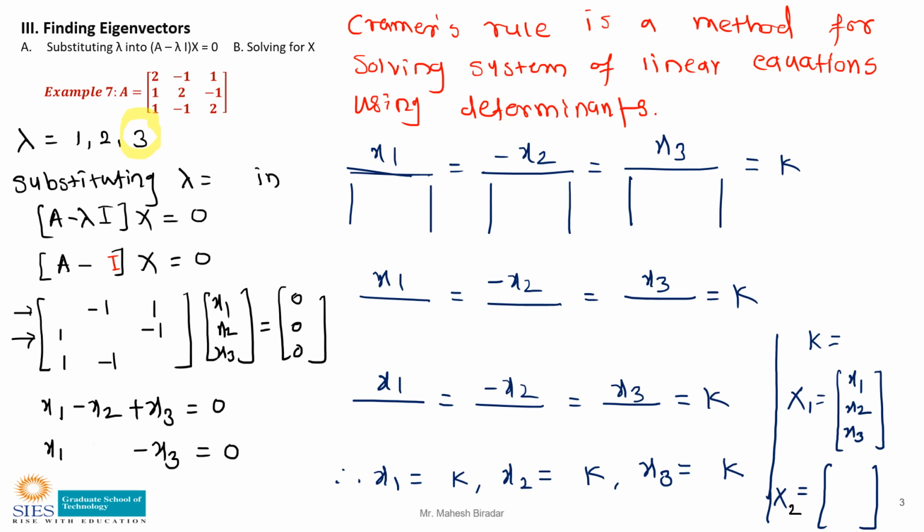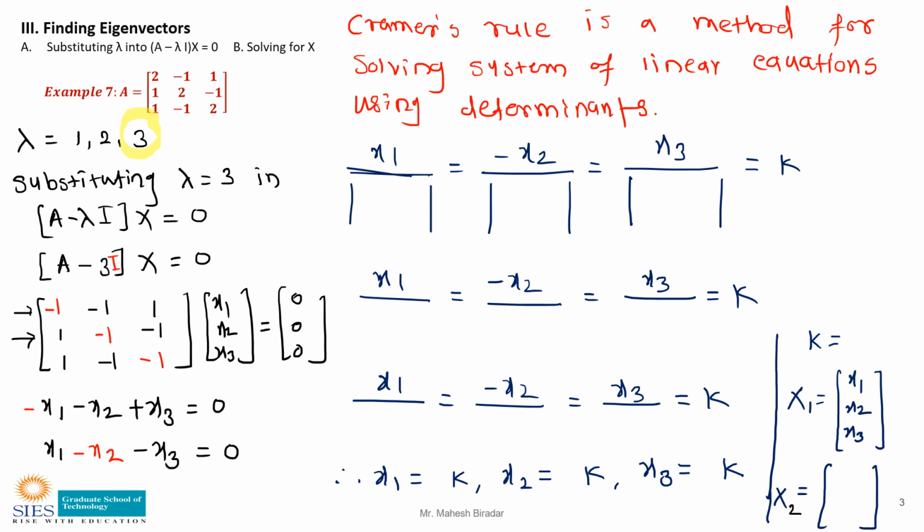Lambda is equal to now 3. So A minus 3I. So you need to subtract 3 from diagonal elements. 2 minus 3 is minus 1. 2 minus 3 is minus 1. 2 minus 3 is minus 1. Now you can't take again second and third equation. You can take first and second. There is no problem. So minus x1 minus x2 plus x3 is equal to 0. Plus x1 minus x2 minus x3 is equal to 0.